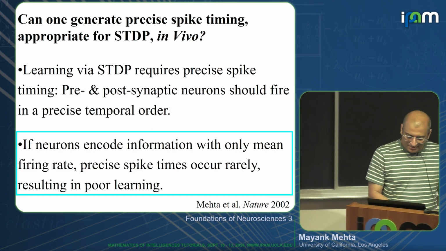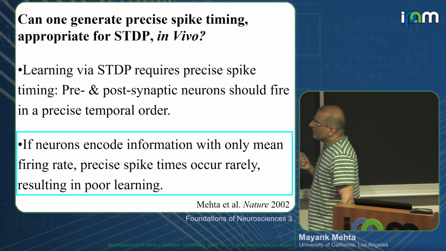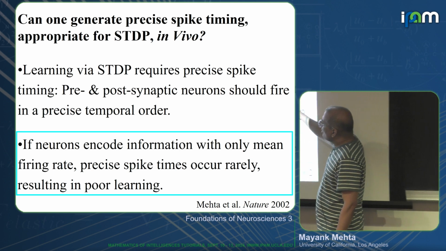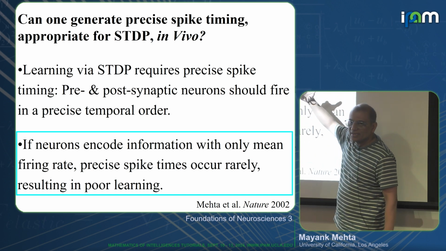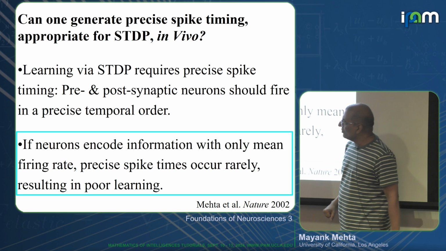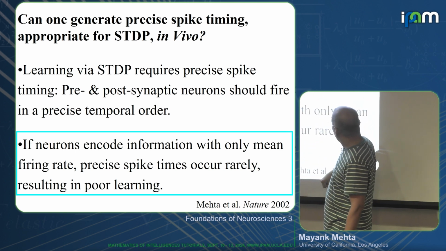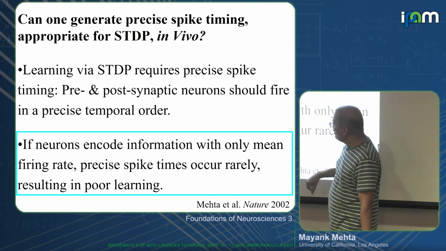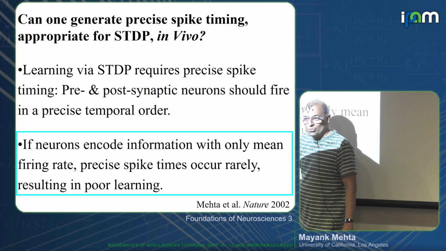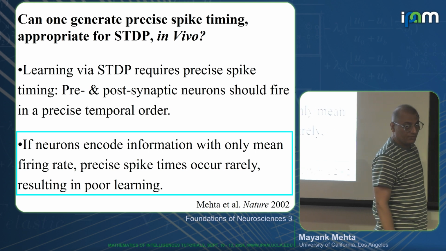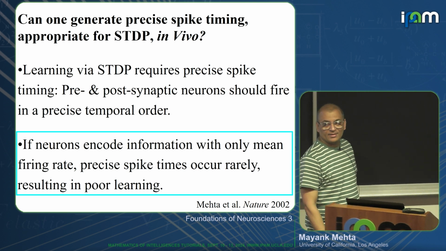So that says that if neurons encode information with only mean firing rate, called a rate modulated Poisson process, the precise spike timing that is required for this kind of biological learning will occur rarely, resulting in poor or no learning. We have a serious problem. All right?